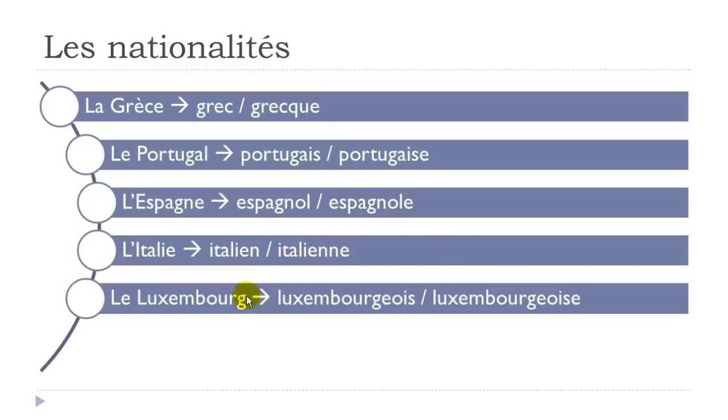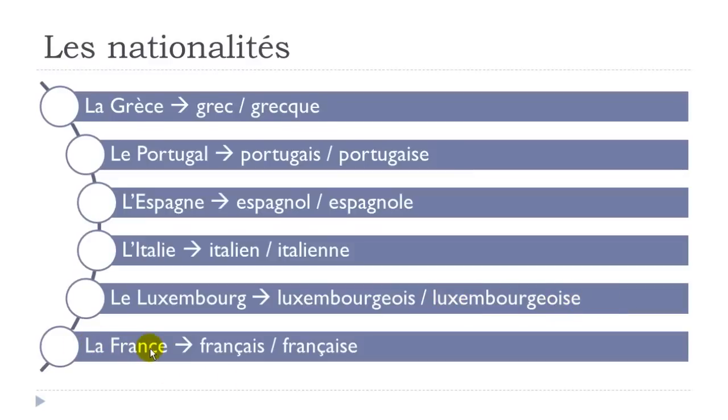Le Luxembourg, luxembourgeois, luxembourgeois, and then feminine form, luxembourgeoise. Okay? Same thing here, only difference: joie, z, z, z. Okay, you insist on it. Luxembourgeois, masculine form, and then luxembourgeoise, feminine form.